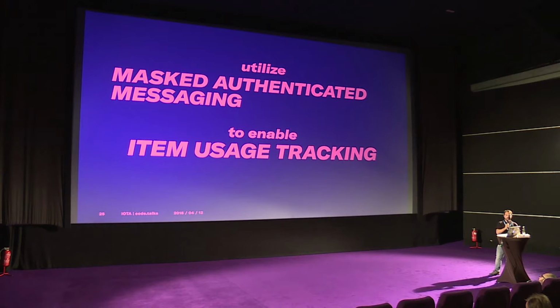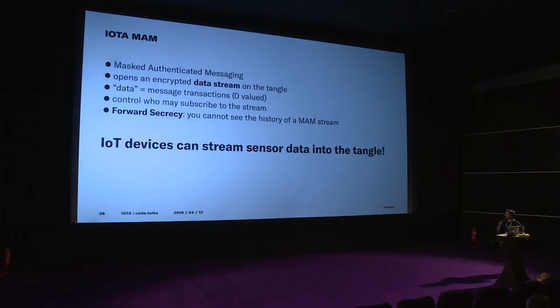And this gives you a very nice way to access the data, because you can trust the data. If a transaction is accepted in the tangle, you can trust that what is there is trustworthy to the origin, because it has all the properties of any other transaction. It will have a digest, and the data is signed, and you can verify that it came from whoever is saying that it produced the message. So IOTA Masked Authenticated Messaging opens an encrypted data stream on the tangle.